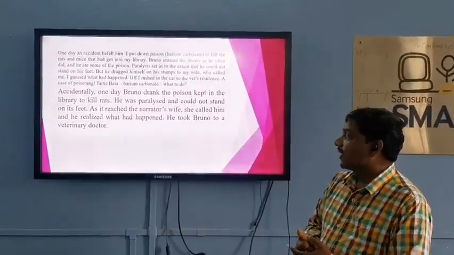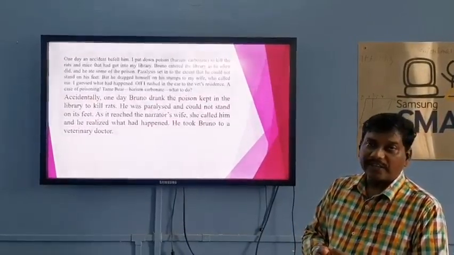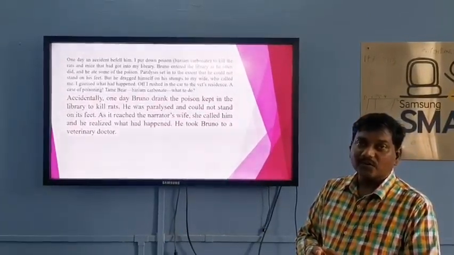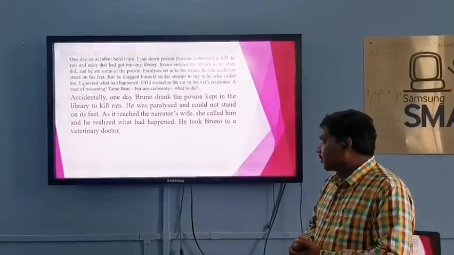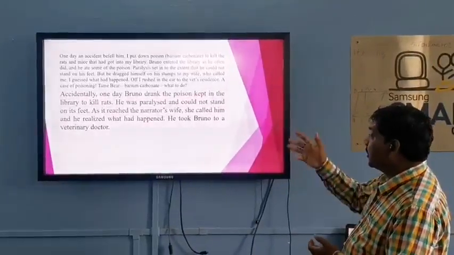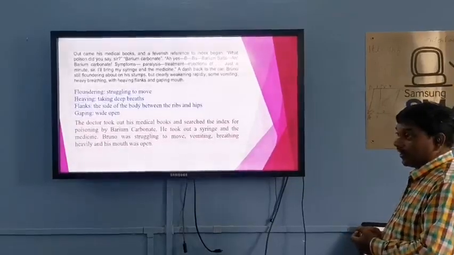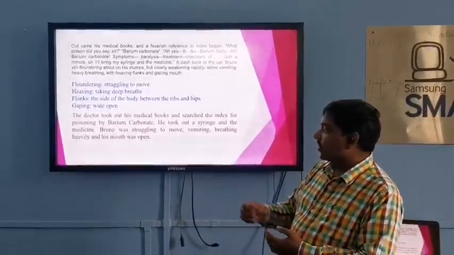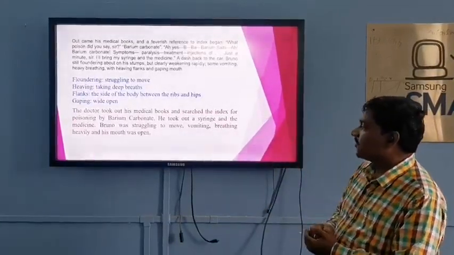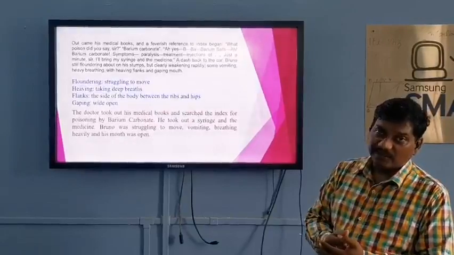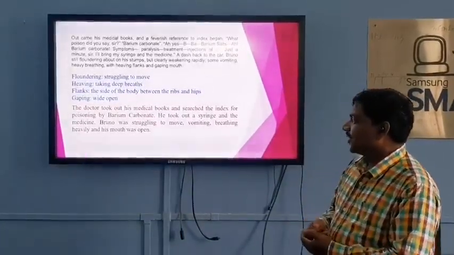He took Bruno to a veterinary doctor. Immediately, the narrator's wife came to know what exactly must have happened. So immediately he took Bruno to a veterinary doctor. When it was taken to the doctor, he took out his medical books and searched the index for poisoning by barium carbonate. He took out a syringe and the medicine.